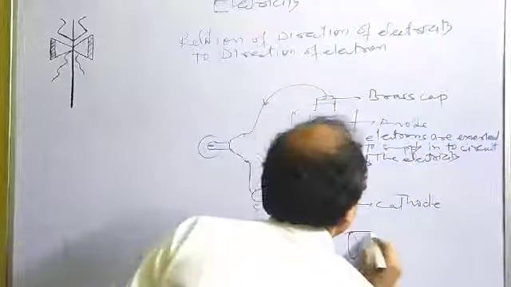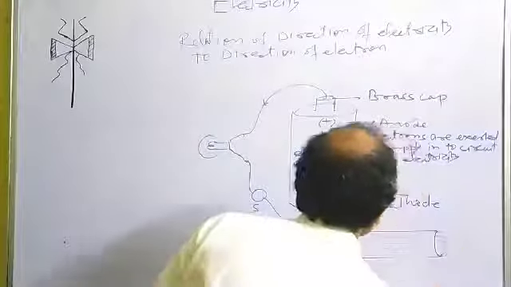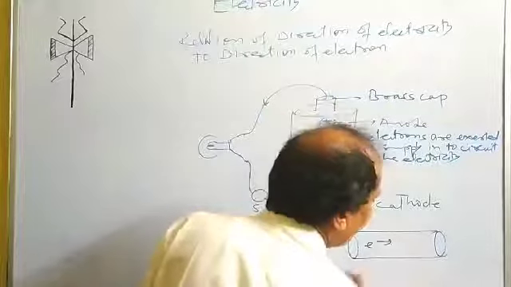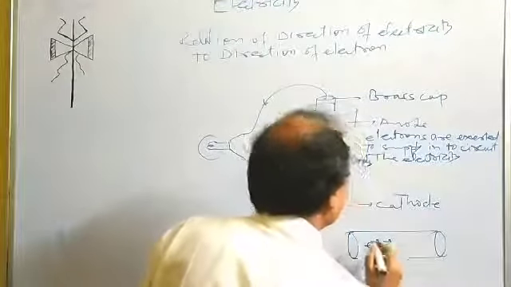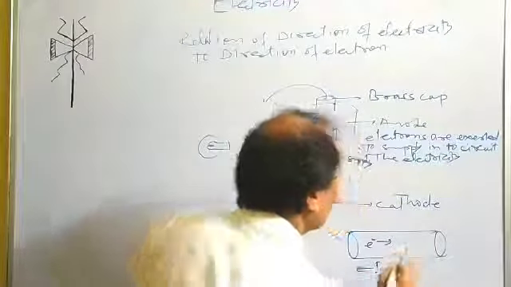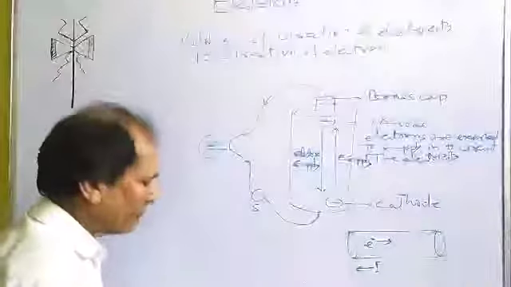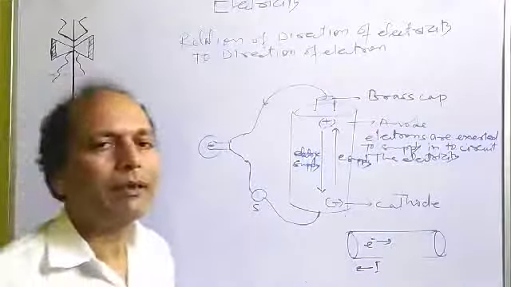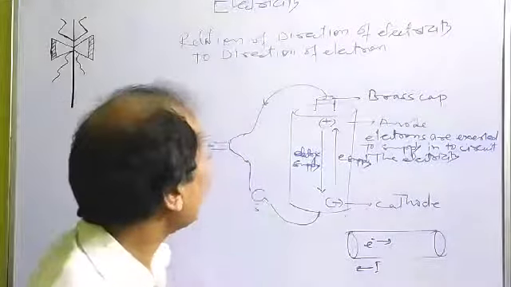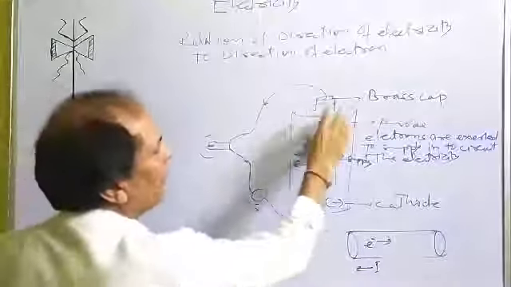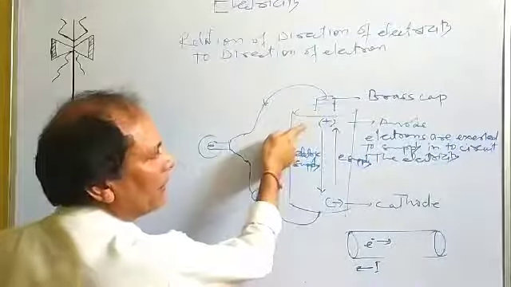Suppose here there is a conductor. If the direction of electron in the conductor is this, then the direction of electricity is opposite; if the direction of electron is this, then the direction of current will be this. That means the direction of electricity is opposite to the direction of the electron. Next thing, I will tell you one more thing: on the anode electrons are exerted.